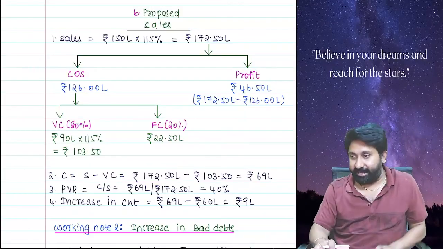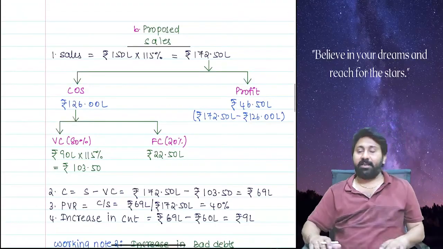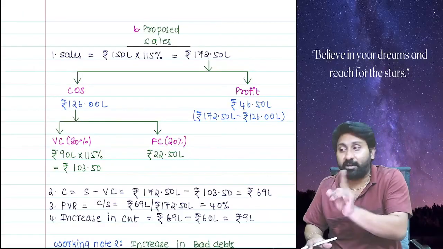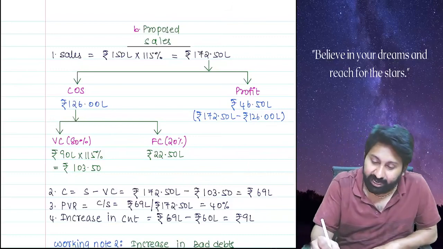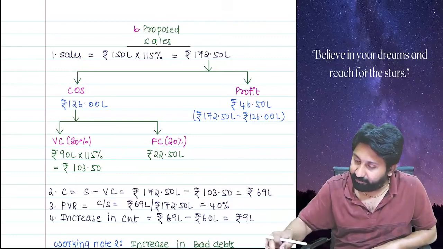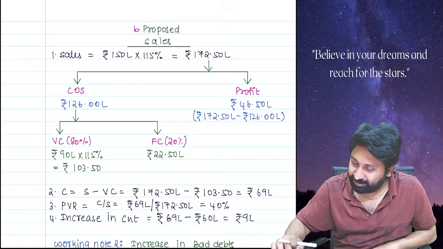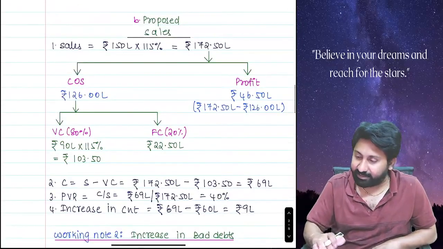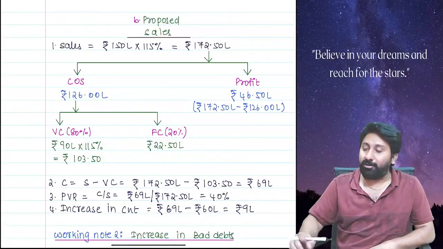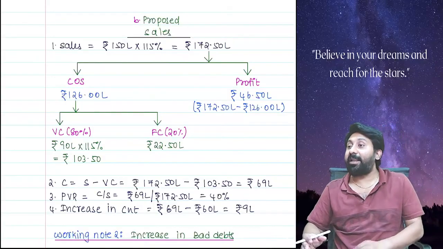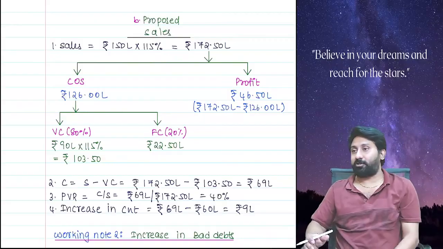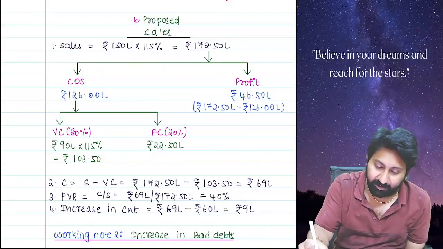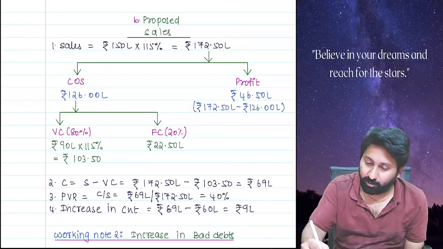Whenever sales increase, along with the sales, fixed cost will not increase. If you directly take 172.5 in that cost of sales, previously 75%, if you take 75% of it, you will get a wrong answer, because you are directly applying an increase to fixed cost also. For example, 172.5 into 75%, you get 129.